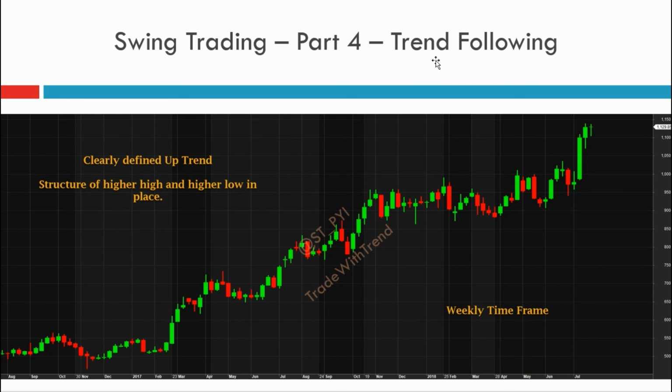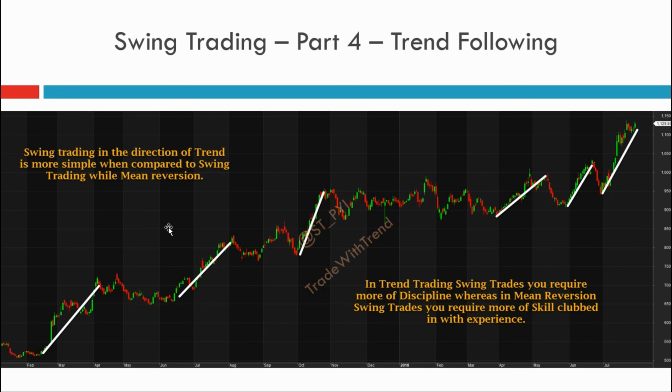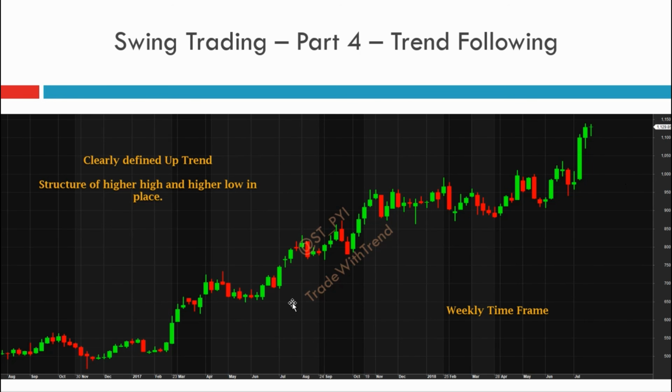So the second method is that of trend following. Now what happens in trend following is that on a higher time frame chart, this is a weekly time frame chart, you see consistent higher highs and higher lows forming. When you move to a daily time frame chart, we are attempting to capture these sort of swing moves which happen on the upside, which are broadly in the direction of trend. So I hope my point is clear.